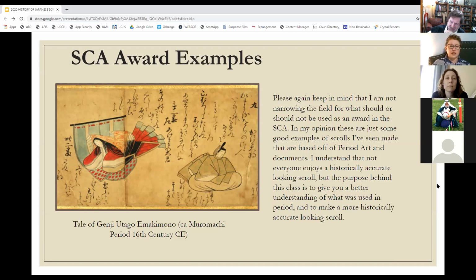And look, there's Genji again. But what I like about this style again is that they have their lines and the story right next to them as they talk. And that's the Muromachi, the 16th century style.